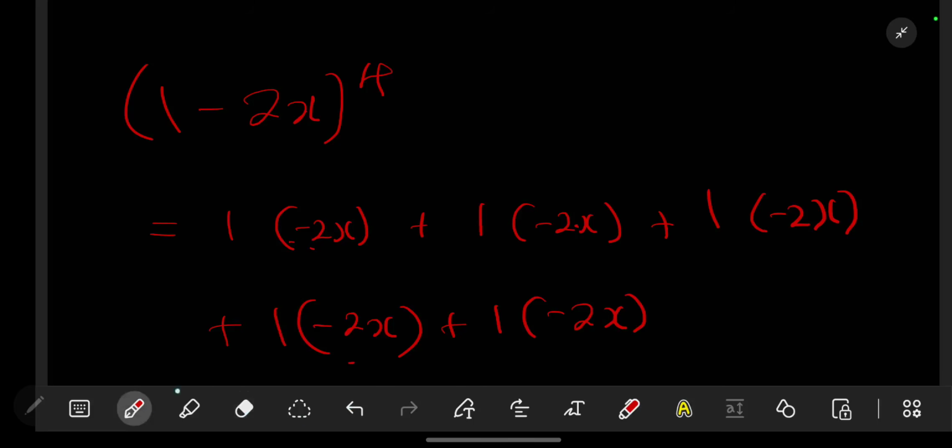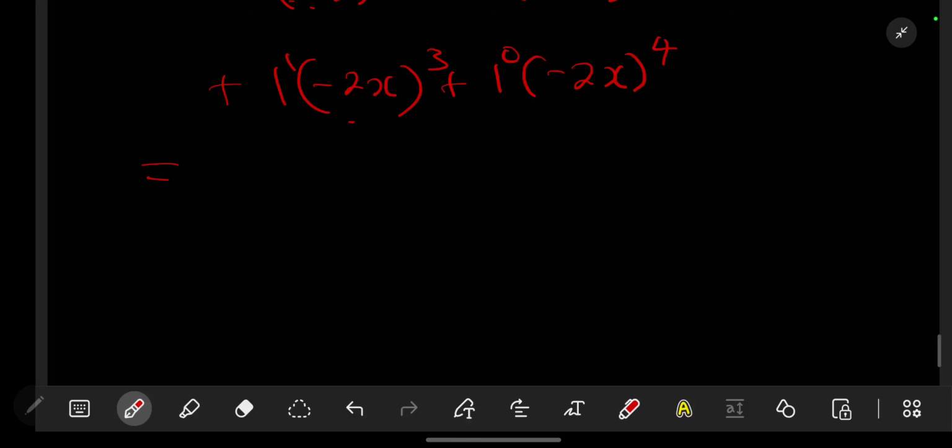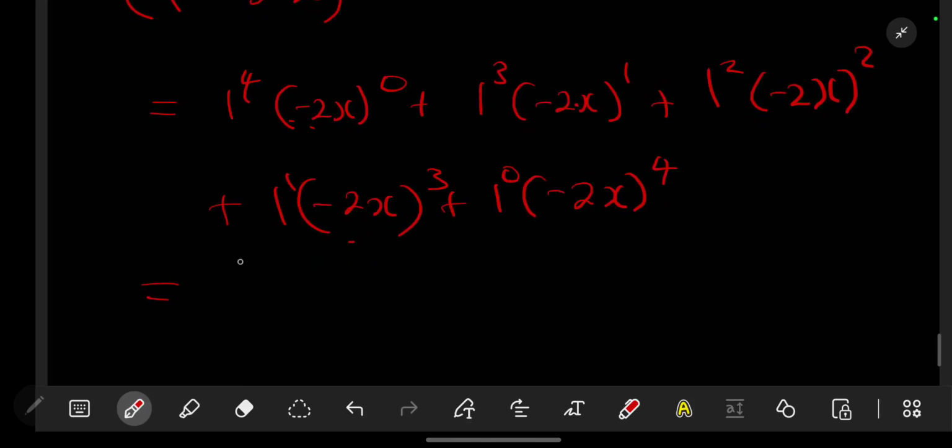We just need 5 terms. So we are moving from 4, 3, 2, 1, 0, so 0, 1, 2, 3, 4. So we are going to have our 1 to the power of 4, it's going to give us 1. Then we have our negative 2, that's to the power 0, is just 1. So we have plus 1, which won't change anything.